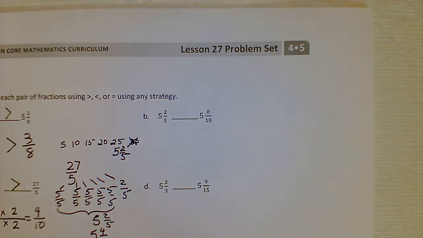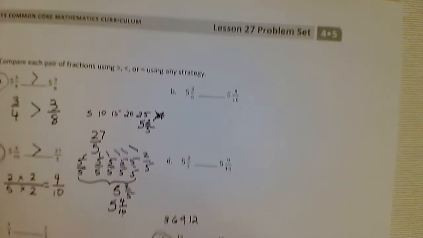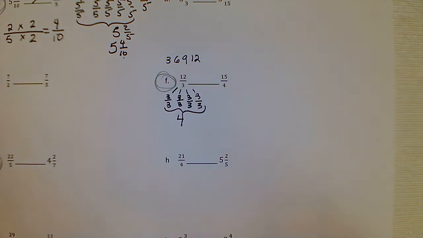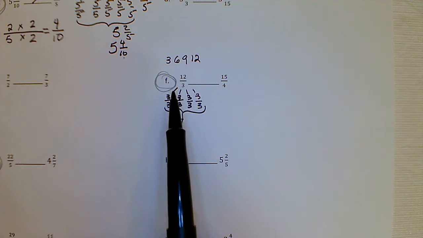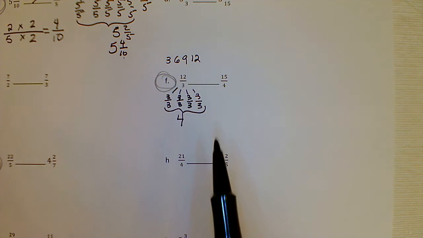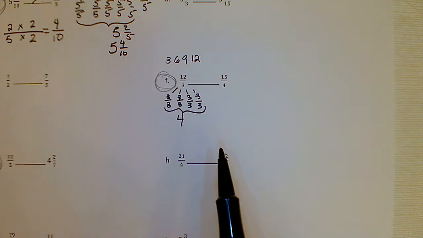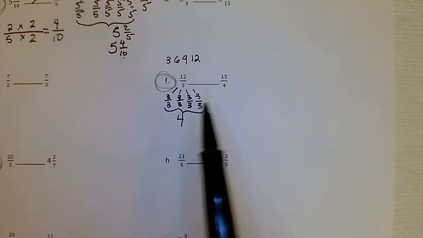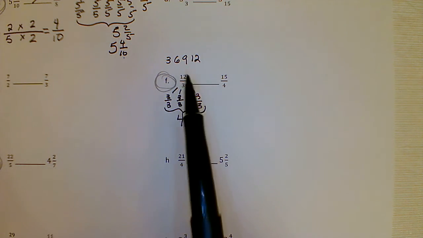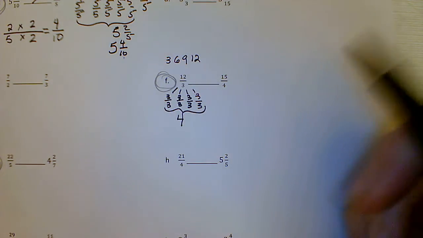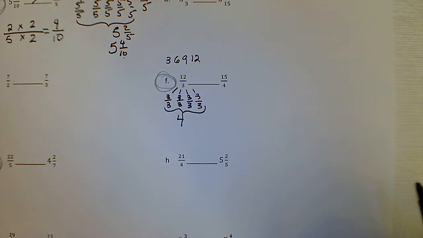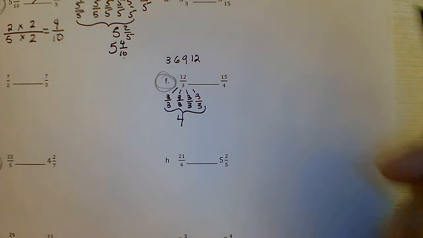But just to remind you, we are finishing up the problem set from lesson 27, module 5, grade 4, EngageNY math. And in this problem, we were doing problem 3, and it's 3F. We wanted to compare 12 thirds and 15 fourths, and so to make our lives easier, we decided to convert them both into mixed numbers. And we had already converted 12 thirds into 4 wholes. Now let's go ahead and take 15 fourths, and let's convert that into a mixed number.